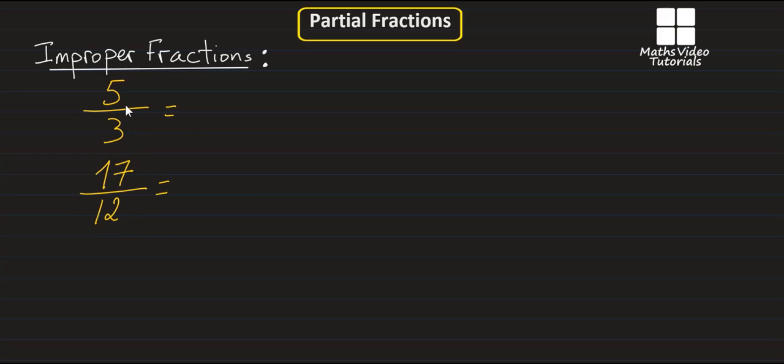You can turn them into proper fractions by dividing the top by the bottom, or the numerator by the denominator. 5 divided by 3, or you can say how many 3's go into 5. It's only 1, and the remainder will be 2 out of 3. So this is the proper fraction. That's the whole part. Same for the second one. How many 12's go into 17? Only 1. Remainder is 5 out of 12.